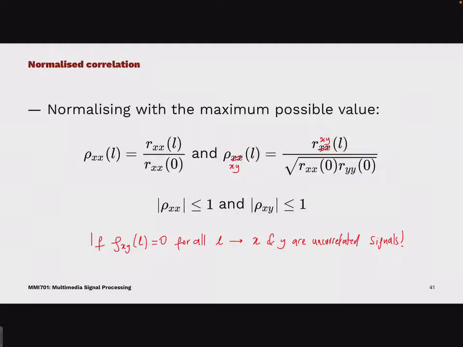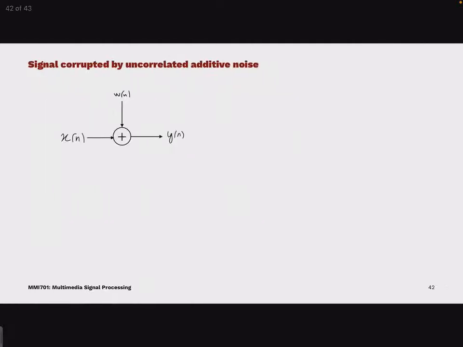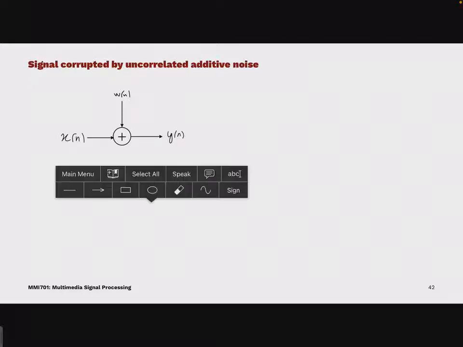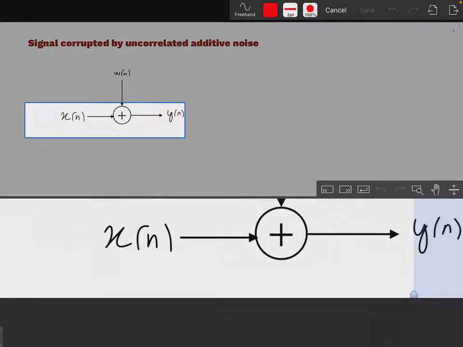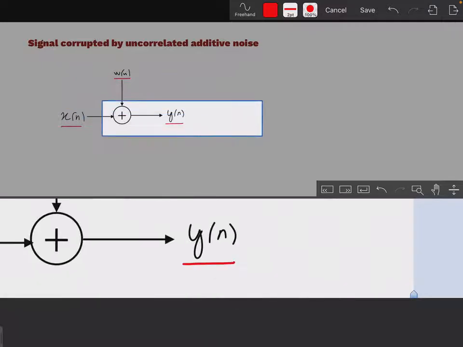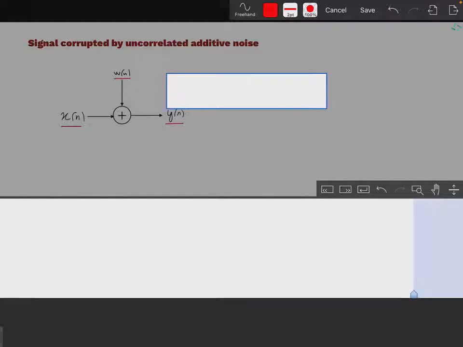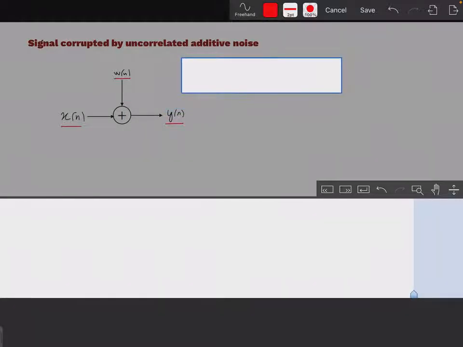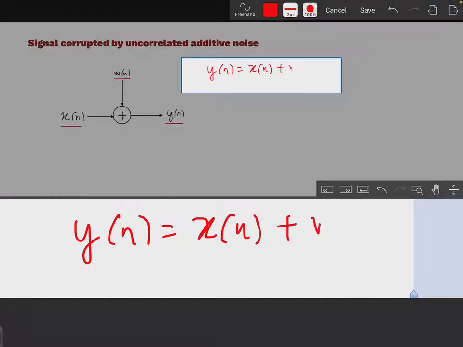Okay, so that's also an important result. And let's now consider a signal which is corrupted by additive noise. So we have a signal X of n, and we add a noise W of n to that, and we obtain Y of n as a result. That is, we have Y of n equals X of n plus W of n.